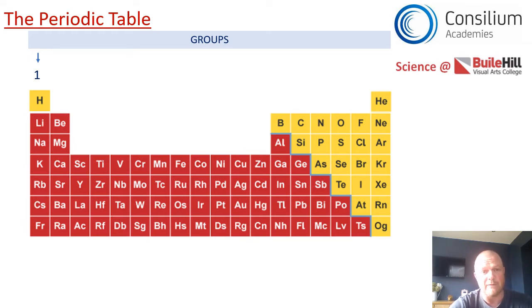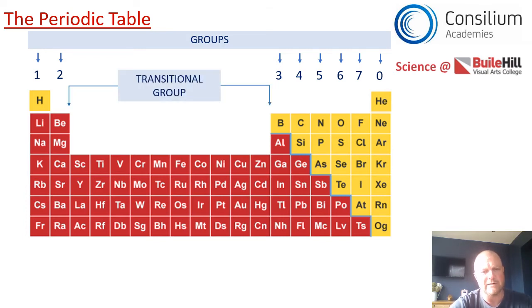And as we move from left to right, we just get another group each time. 2, 3, 4, 5, 6, 7. And you expect it to be 8, but actually it's group 0. And we'll tell you why when you get to Key Stage 4. In the middle, that big section there that has no number with it is actually a group called the transition group. Now let me ask you some questions about it.